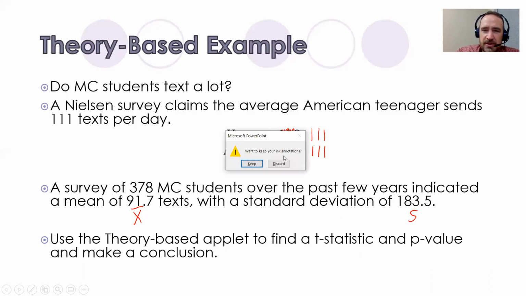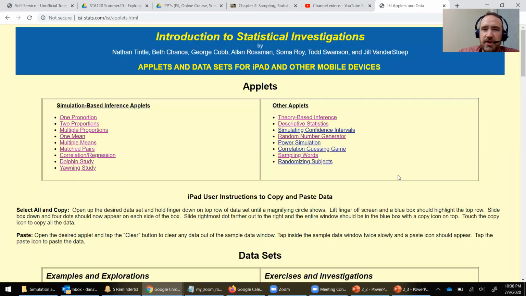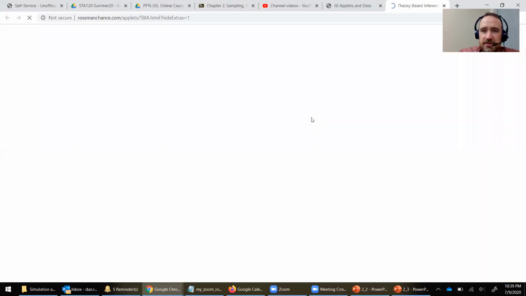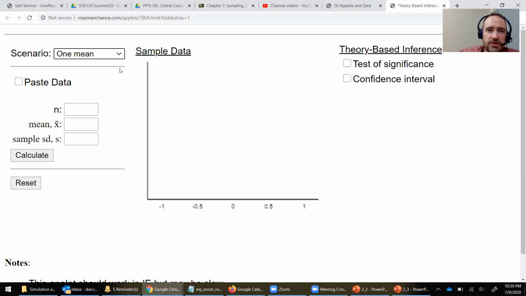So let's go ahead and jump over to the applet and take a look at how we can do this. We have a bunch of applets to choose from. If we're going to do a theory-based approach, the theory-based inference applet is a good place to go. One thing to make sure you check first when you're using this applet is what scenario it says to use, and we are talking about one mean, the mean number of texts rather than one proportion.